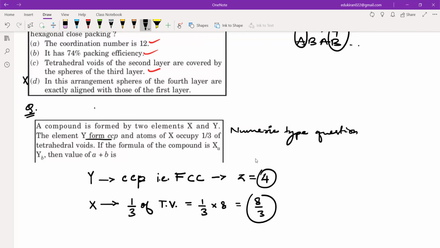So this will be 8/3. So you have X as 8/3 and Y as 4. So this will be X 8, Y 12, and you can also write X4 Y6... so a plus b is equal to 5. Got it? Yes or no? Yes, sir. Okay, fine, very good. Now, so these are the questions.